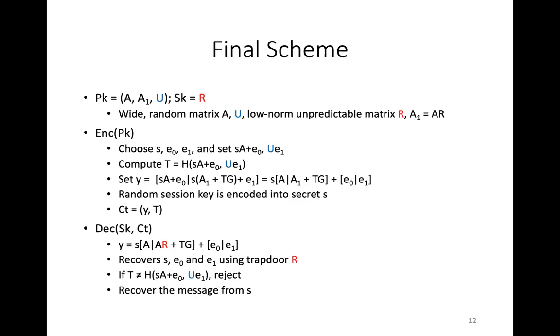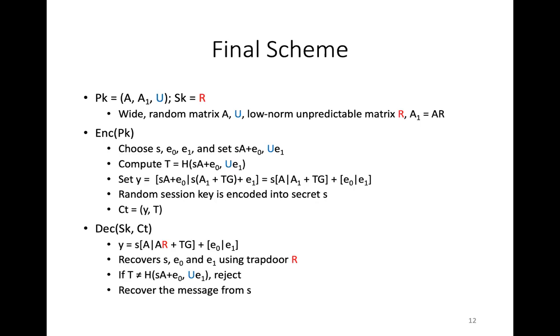So now it comes to our final scheme. Basically, we only add one wide matrix to the CCA1 construction. In our public key, it consists of three matrices, A, A1, and U, and the private key is R. Now to encrypt, we sample S, E0, E1, and we set S times A plus E0 and U times E1. Then we use these two terms to compute the tag T, and after that, we set the value Y.